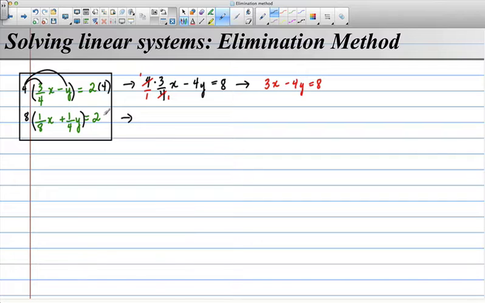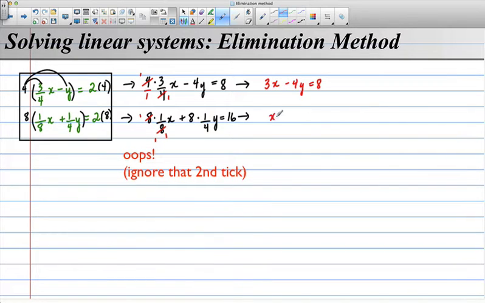We'll multiply both sides by 8. And so we're left with 8 times 1/8 x plus 8 times 1/4 y equals 16. Now once again, we'll look for common factors. I'm left with 1x. Common factor of a 4. So we have plus 2y is equal to 16.